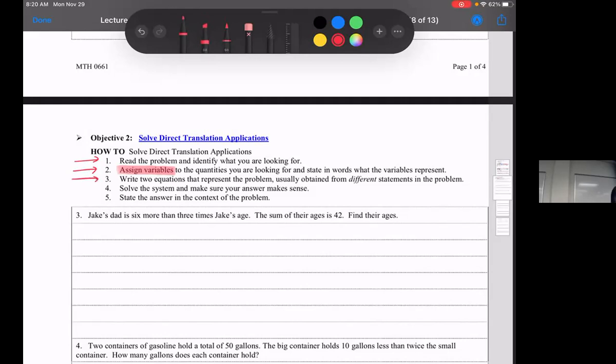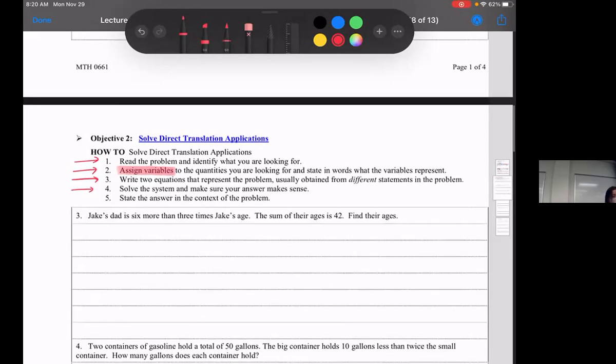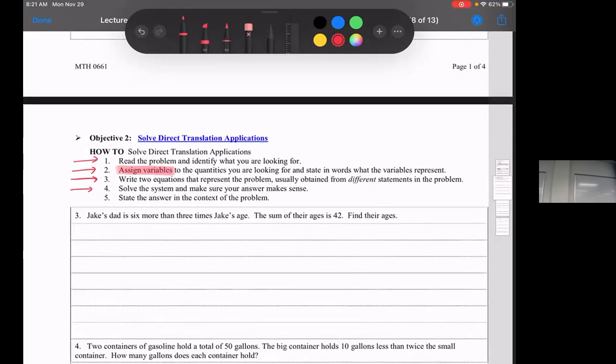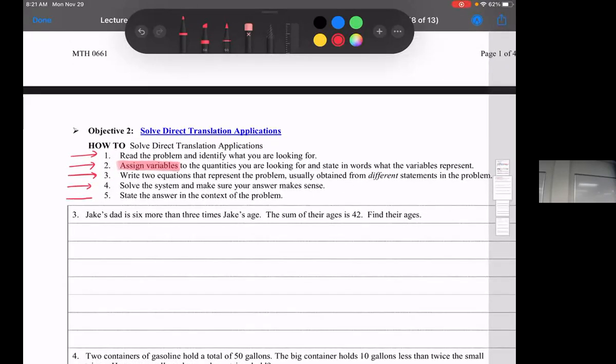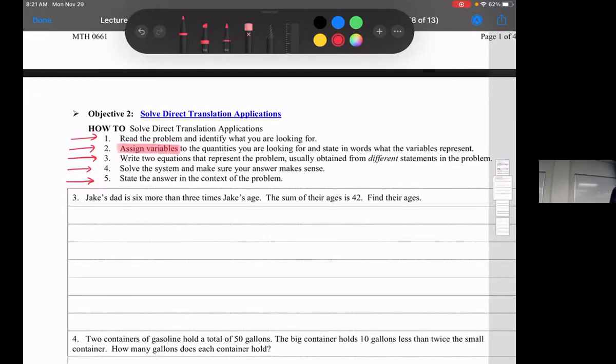And then write two equations. You need two equations with two variables. And then solve, using any method that floats your boat. I recommend not using graphing because eyeballing is not the best way to do it. And then state the answer in context. Make sure you check that your answer makes sense.